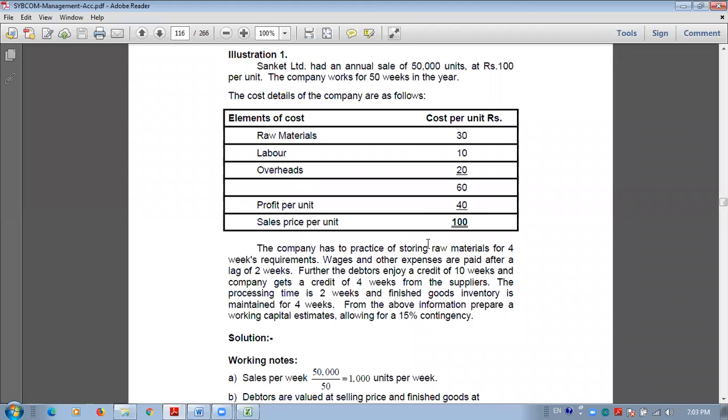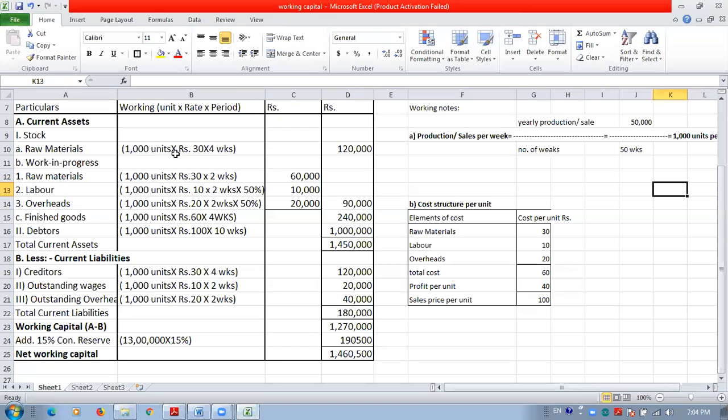Look here, the company has practiced storing raw material for 4 weeks. So the raw material remains in stock for 4 weeks, and you can take this 4 weeks while calculating the stock of raw material. These three are the stocks: A, raw material stock; B, work in progress stock; C, finished goods stock. All these stocks are in current assets. So for raw material stock it is 4 weeks, accordingly we calculated and we get 1,20,000.